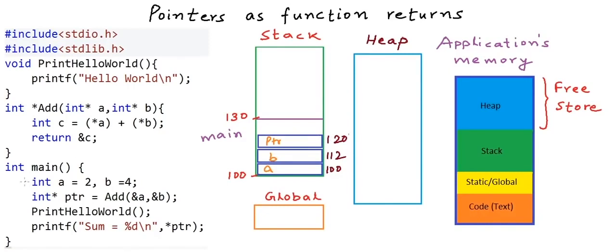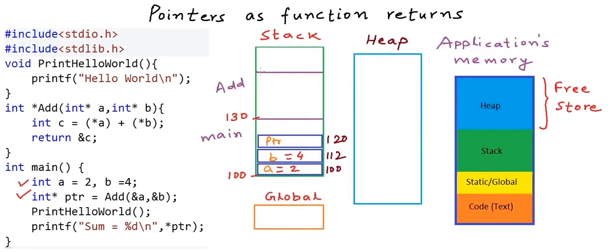Now when the main method comes to this line where it is calling the add function, its execution will pause, and now memory will be allocated for the execution of add. At any time, whatever function is at the top of the stack is executing. The main method will wait for the add function to complete and return. So here I should say a is equal to 2, b is equal to 4.